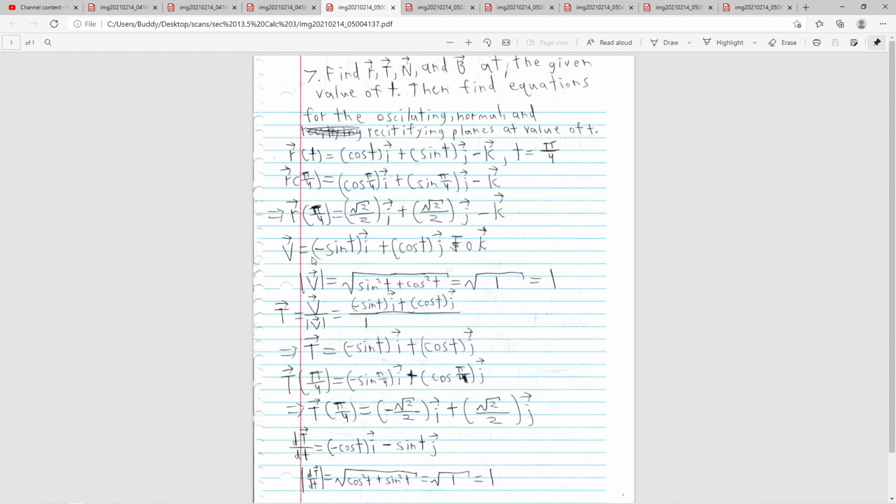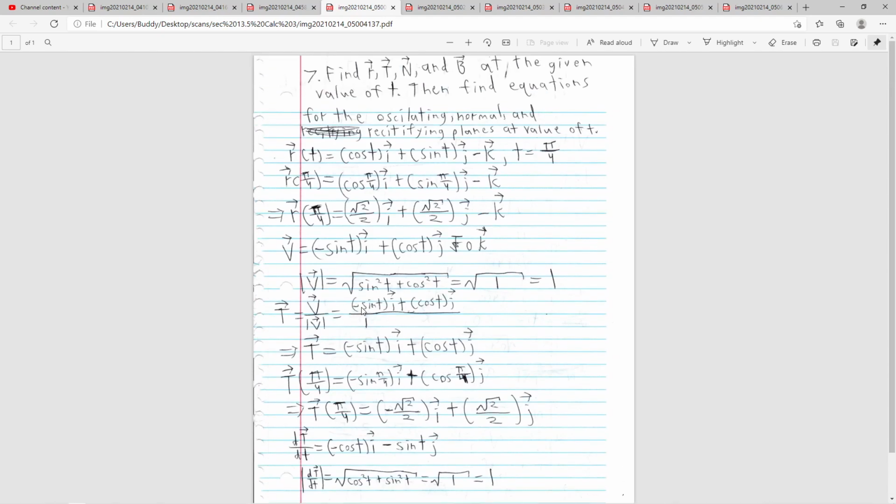So that's one of the four things. We need to find v in general. v equals negative sine t i plus cosine t j plus 0 k. Then the magnitude is going to be 1, because it's sine and cosine, squaring them and adding them.